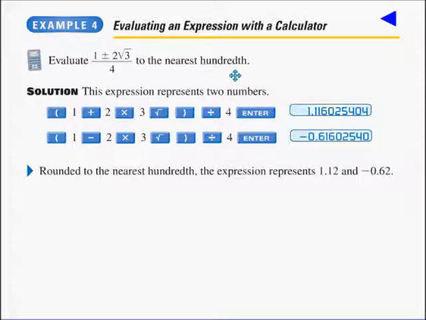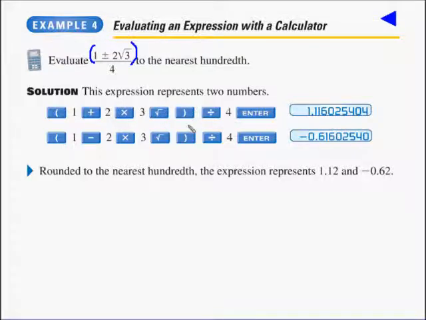So if you're going to do an evaluation with a calculator that has an expression in it, you're going to do the parentheses first because we want to group this expression together. We want the whole numerator together, so we put parentheses around the numerator. We're going to do 1, add 2, and then multiply by the square root of 3. Again, on the calculator I showed you, you had to hit the number and then square root. Your calculator might be a little bit different.